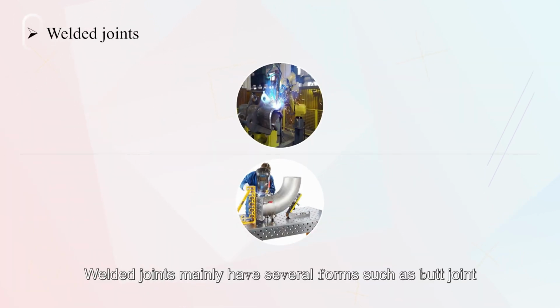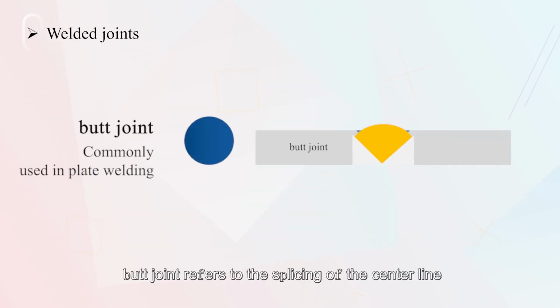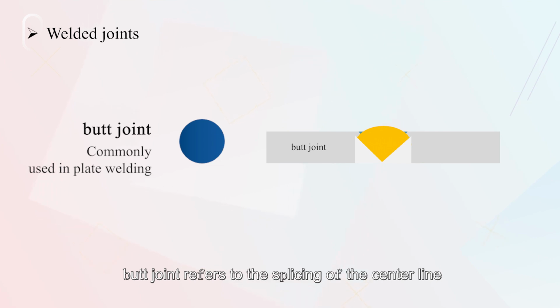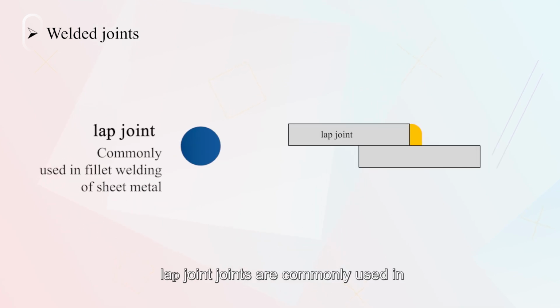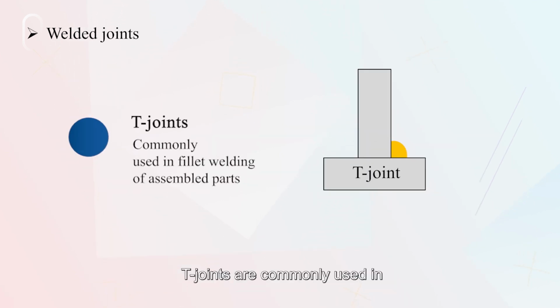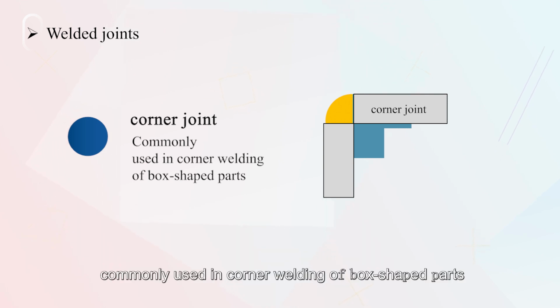Welding joints mainly have several forms, such as butt joint, corner joint, lap joint, and T-joint, as shown in the figure. Butt joint refers to the splicing of the center line or edge line of the two parts' sections on a line, commonly used in plate welding. Lap joints are commonly used in fillet welding of sheet metal. T-joints are commonly used in fillet welding of assembled parts. Corner joint refers to the center lines of two parts at 90 degrees splicing, commonly used in corner welding of box-shaped parts.